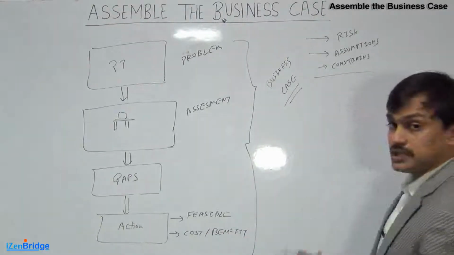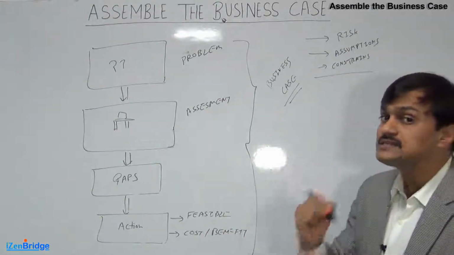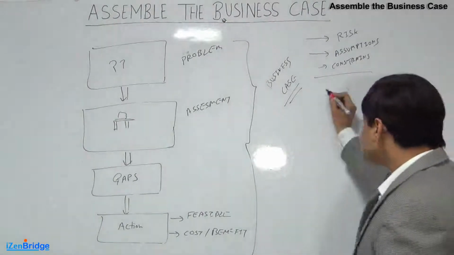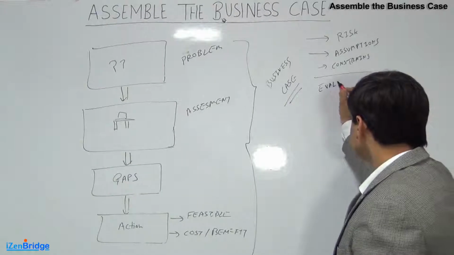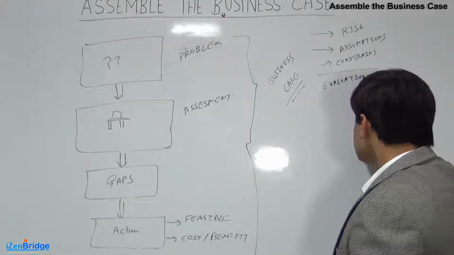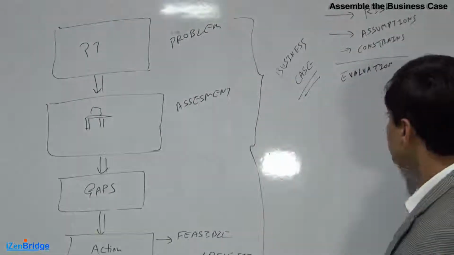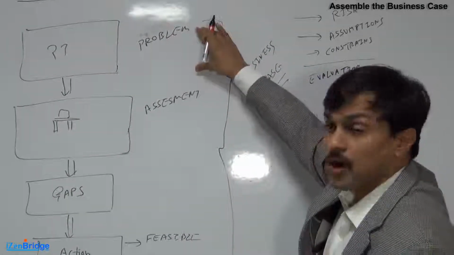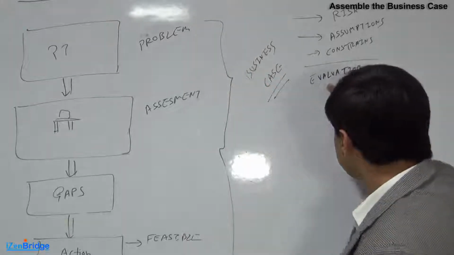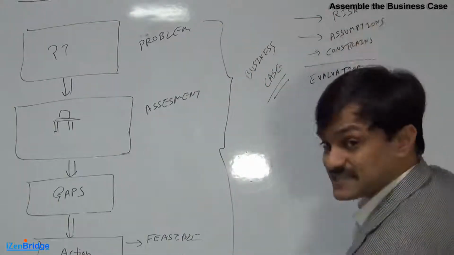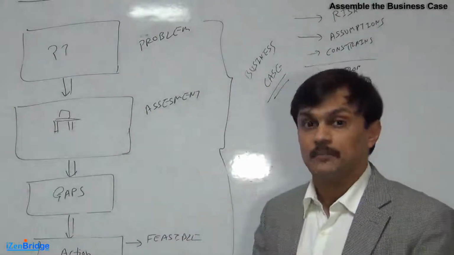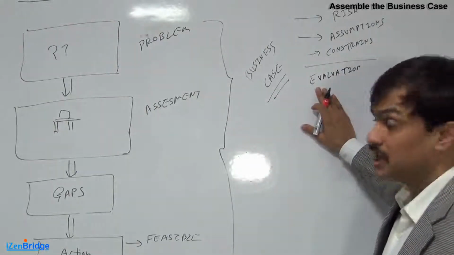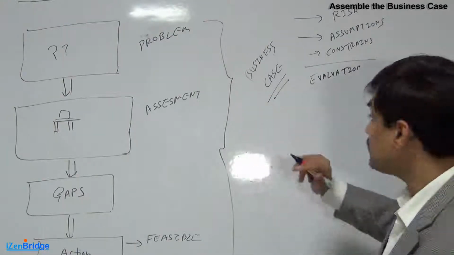On top of it, it's also recommended that in a business case, we include the evaluation criteria. Now, what are these evaluation criteria? Once we develop the solution, how do we evaluate that this solution is meeting or solving the problem we have identified? How do we identify that this business case which we are assembling is getting realized by the project? So it's desirable to add the evaluation criteria in a business case document.